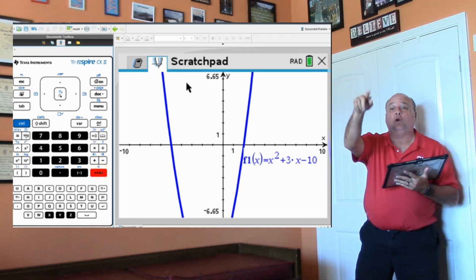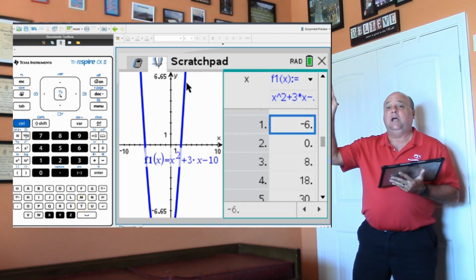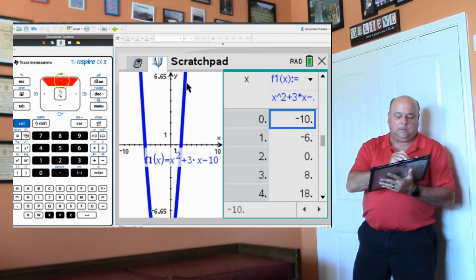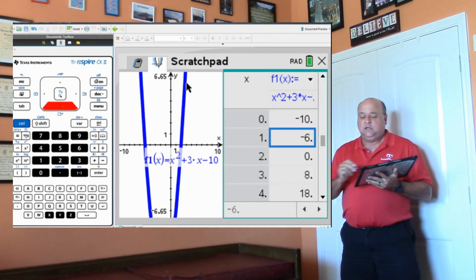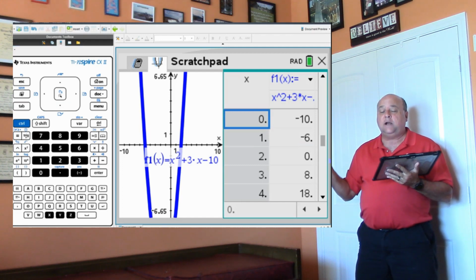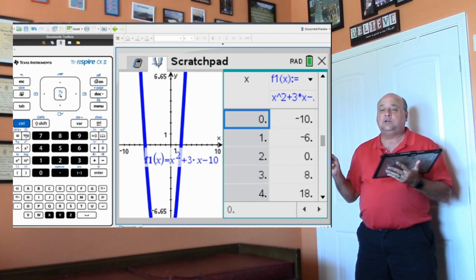Now then we're going to hit Control-T and get our answers. So when we hit Control-T, the left column, the X column, is our domain. The right column is the range. I'm going to click up once to get to the 0. So the 0 right here, that's actually the starting amount in it. We're starting off at -10, and then we're going to go negative 10, negative 6, 0, 8, and 18. Those are the numbers we want.